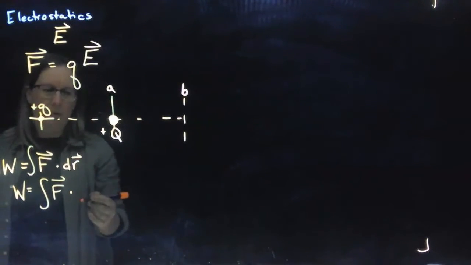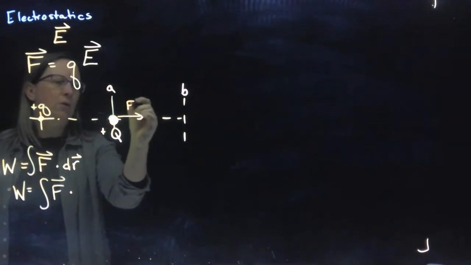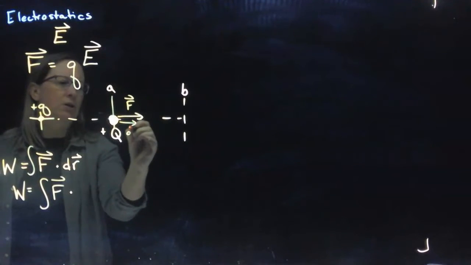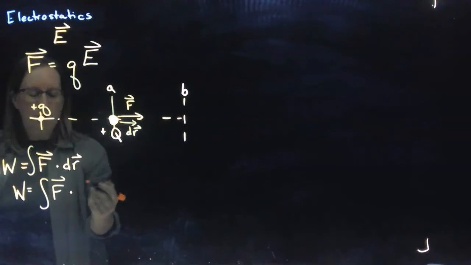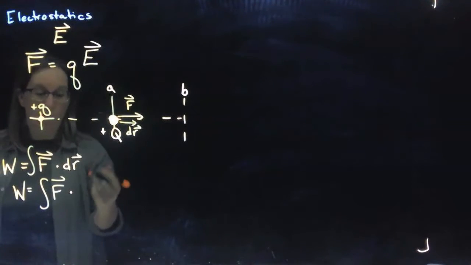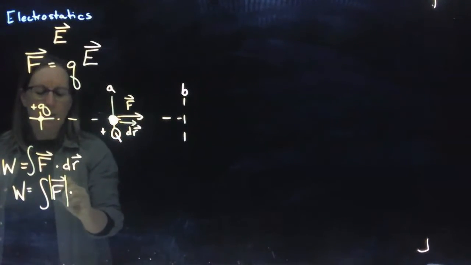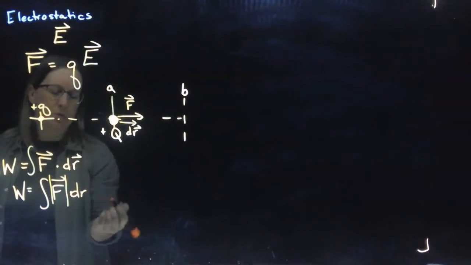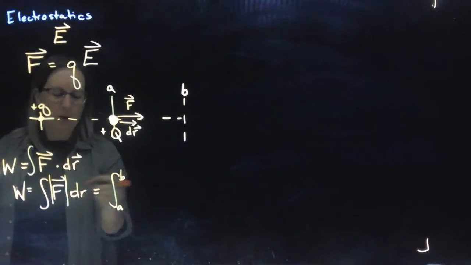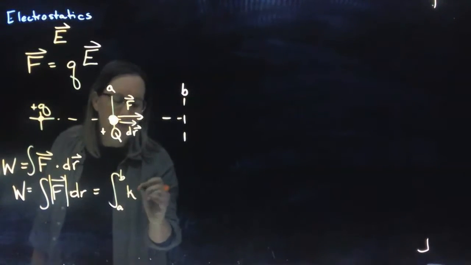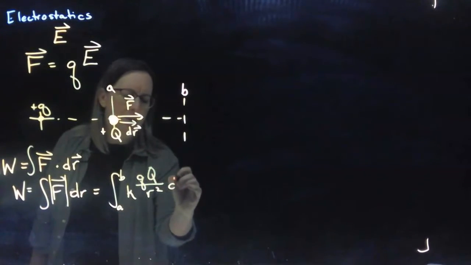This is a dot product, but in this case, I've got force going this direction, and the direction of dr is also along the same line. It's not like this is moving across the electric field lines or across the direction of the force. So the angle between those is 0, so I can just say it's the magnitude of the force times the magnitude of dr. I can write this as the integral from A to B. The force is just K, Coulomb's law, little q, big Q, over r squared, dr.